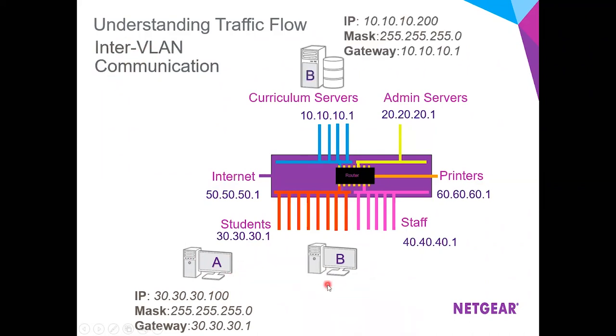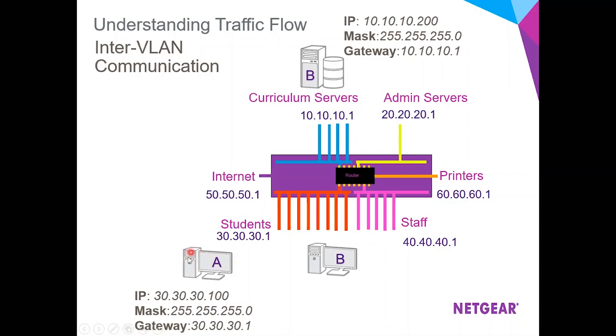Second scenario, we are going to check how the traffic will work between a computer that's in the student's VLAN and one server that's in the curriculum servers. So as you can see, this student computer got the 30.30.30.100 IP address, and the curriculum server got the 10.10.10.200. So how is it going to work?